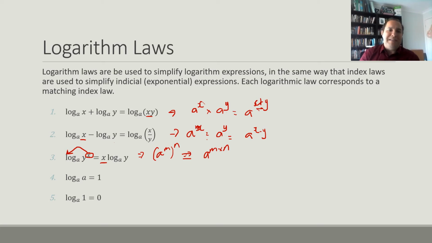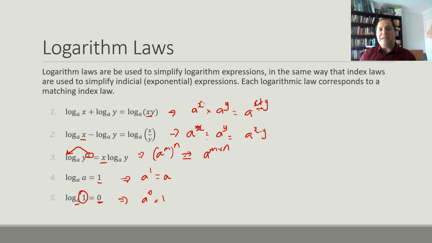Similarly, log base a of a equals 1. Our matching index law is a to the 1 equals a. So what power of a gives us a? Well, it's just 1. And then finally, log base a of 1 is just 0. Again, remembering a to the power of 0 equals 1.